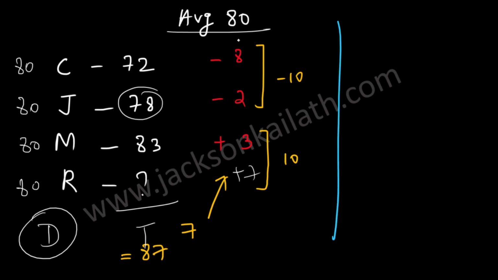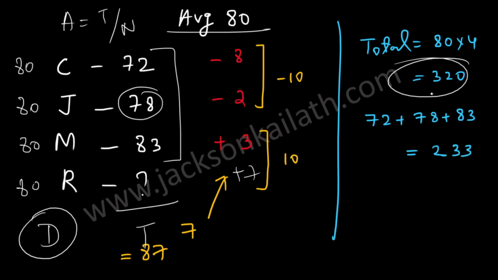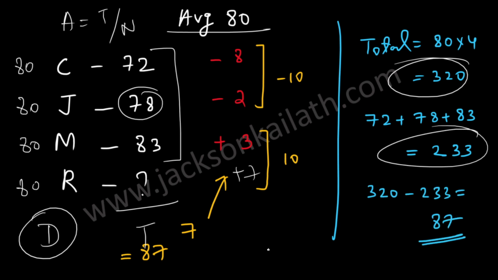So over here the average is 80, and we know that average is total by number of items, right? So the total will be average into number of items, and over here we have 4, right? The number of items is 4, so the total is nothing but 80 into 4, which is equal to 320. Now we have already 3 items given over here, so let's add them up. 72 plus 78 plus 83 gives you 233, right? Now how much more do you need to get to 320? That would be 320 minus 233, which is equal to 87, which again is the same answer which we got over here, but you can do it much faster if you know this principle of averages.